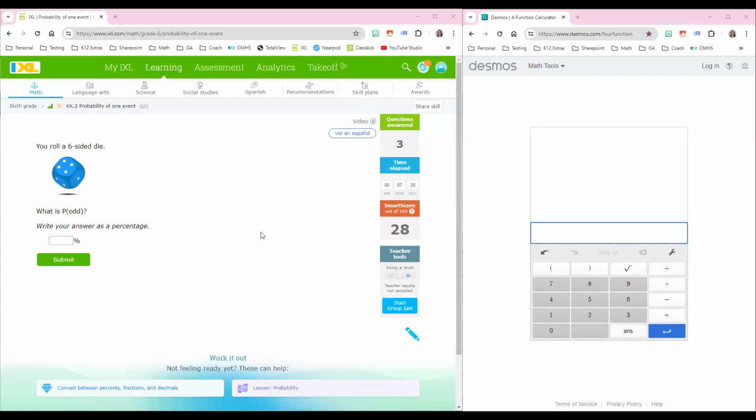All right, how about this one? It says you roll a 6-sided die. What is the probability that it will be odd? Well, this could be something you can picture in your head. If not, kind of write it out like we did with that coin.